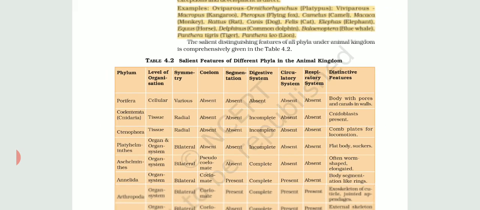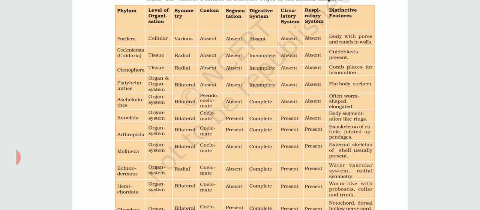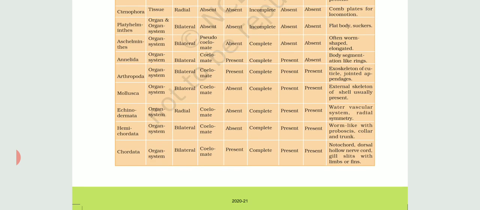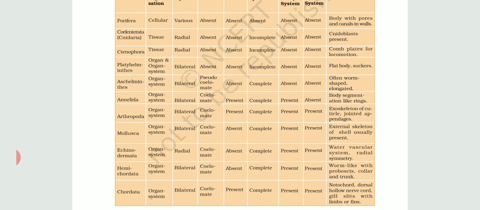This table is important for revision so that you will come to know, have you understood each and every point under every phylum? They have properly taken up the different characteristics like level of organization, symmetry, coelom, segmentation, digestive system, circulatory system, respiratory system. Apart from all these 7 features, which are more important? Distinctive features, because that will give you a clear idea how different animals vary from each other.